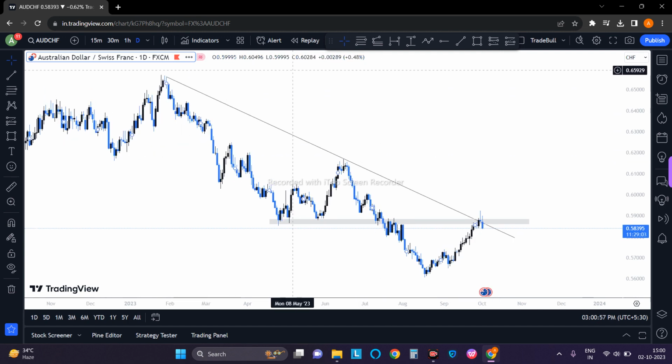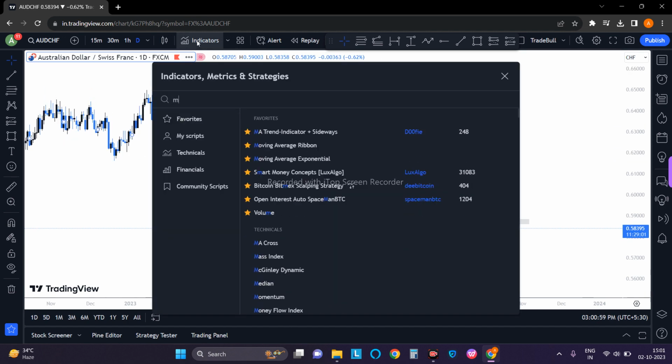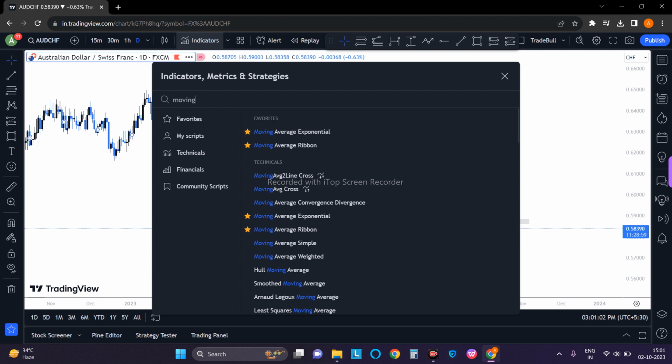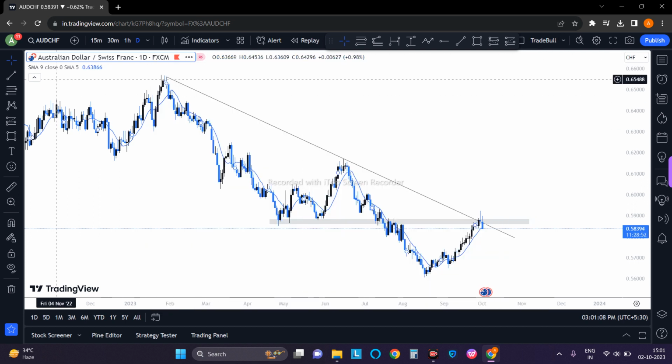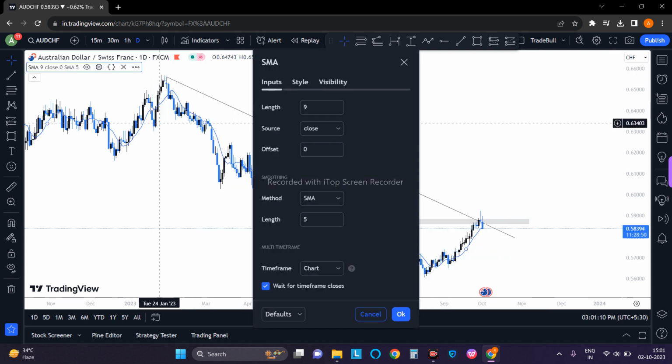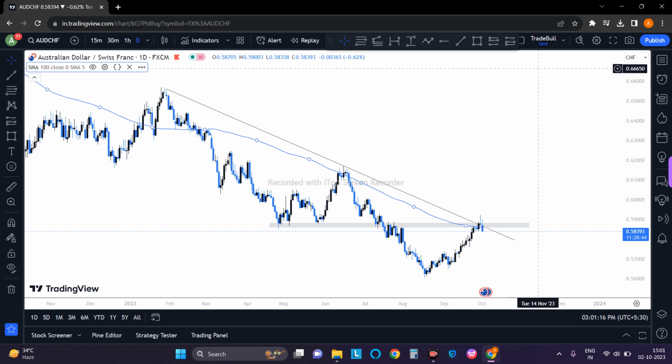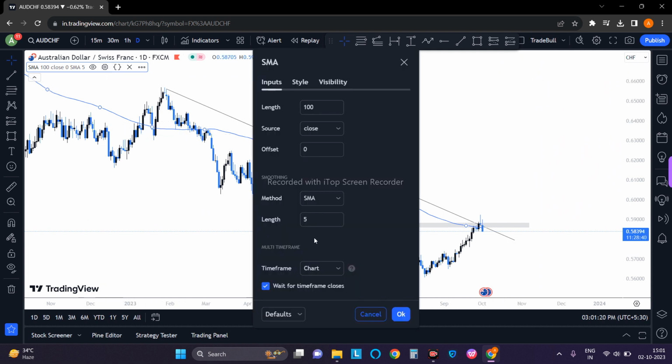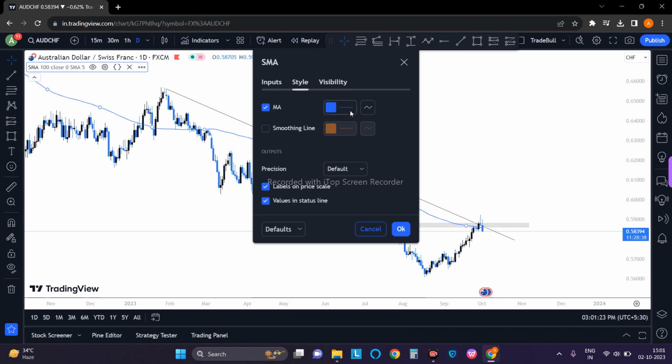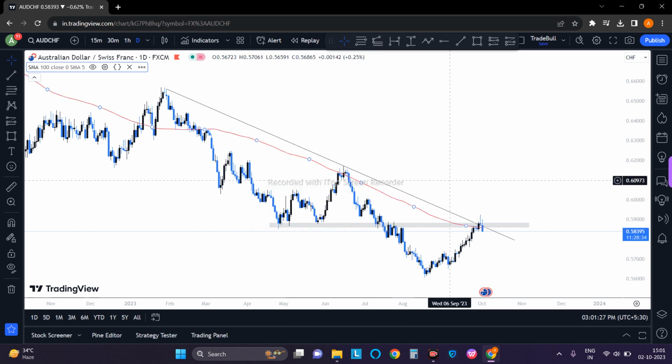Now let's get to what we have now. So now I'm going to select a very basic moving average, simple. I do not use many moving averages, but they can prove to be very strong support and resistance zones. So here you have it. Let me change the color of this moving average so that it is more visible to you guys.